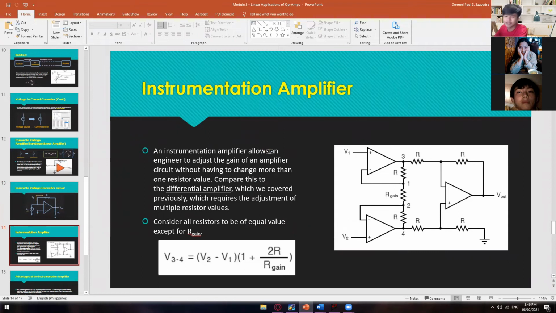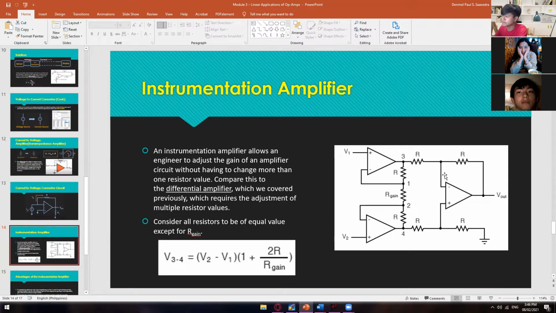instrumentation amplifier. Okay, so what is this instrumentation amplifier? It is an amplifier that allows an engineer to adjust the gain of an amplifier circuit without having to change more than one resistor value. Compare this to a differential amplifier, because this one actually came from a differential amplifier with an additional two buffers or voltage followers, which we covered previously, which requires adjustment of multiple resistor values.